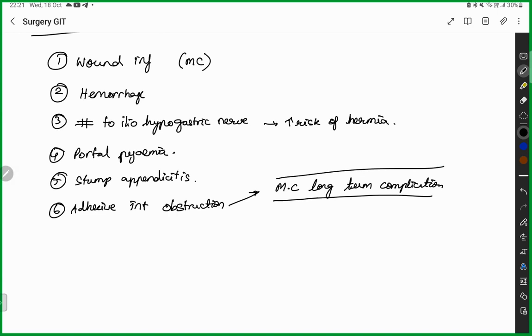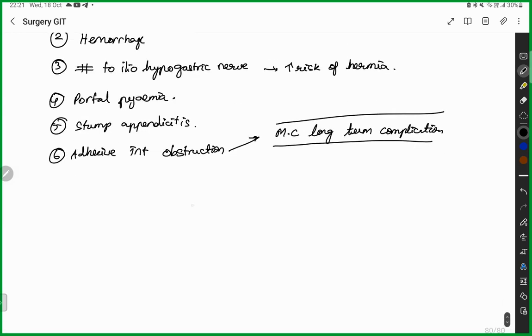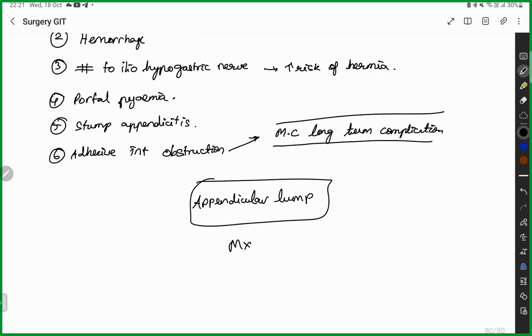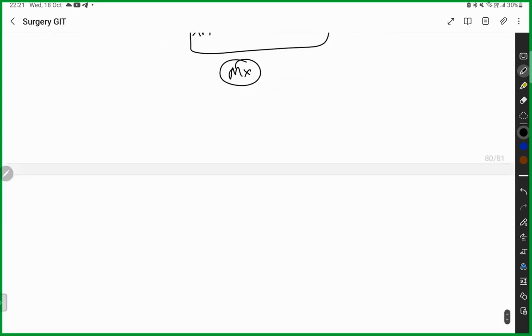Next, you're going to have your appendicular lump. What is appendicular lump? Basically, I'll tell you what it is. Appendicular lump is simple. So what you're going to do for an appendicular lump? What is going to be your management? That is what we are going to discuss. I'll tell you how to remember easily.